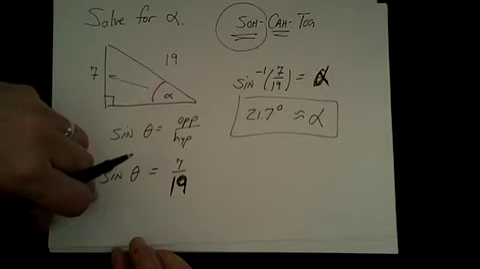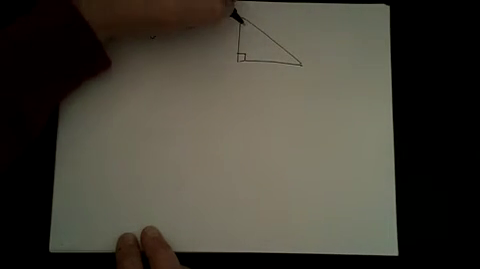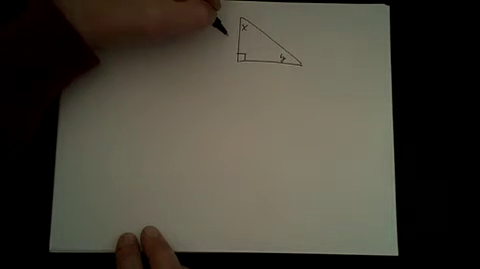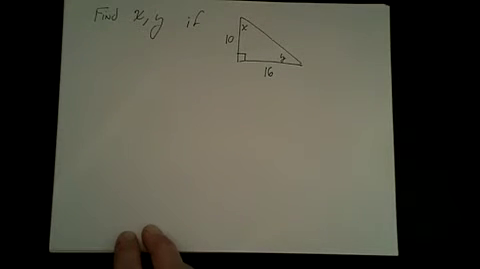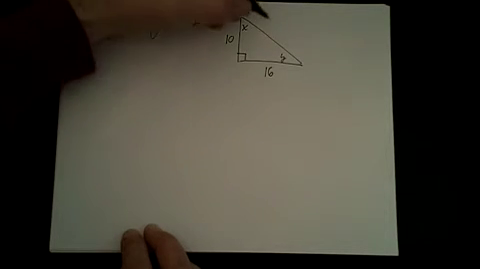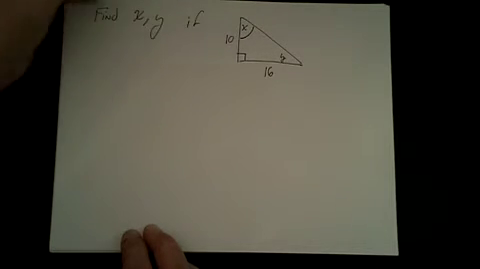Let's look at another problem. Now let's find all angles. Find x and y if you're given this triangle. Let's say this is x and this is y. Let's say this is 10 and this is 16. The trick here is it doesn't matter whether you solve for x or y first, but depending on which one you solve for, you're going to use different trig functions. So let me try to solve for x first.